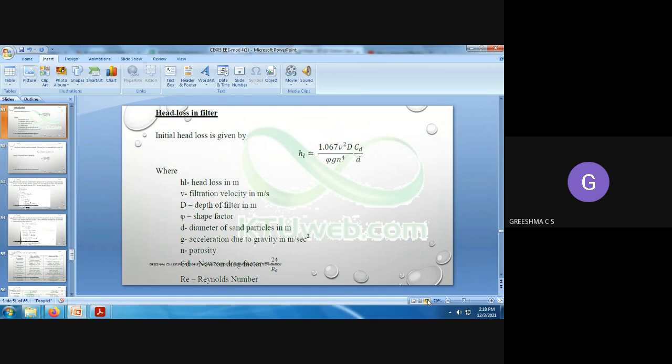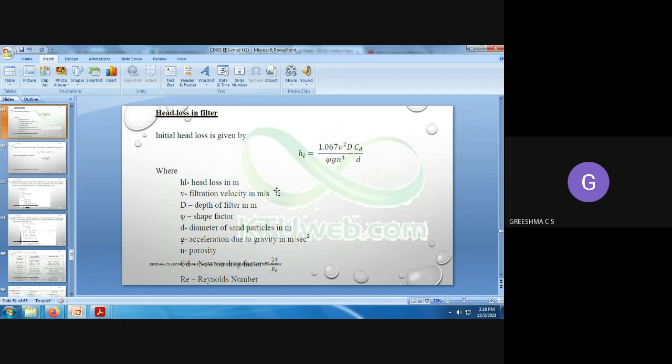There will always be a head loss in the filter. There will always be a difference in water level, so that is called head loss. The initial head loss is given by this equation: 1.067 V squared D CD into psi g n raised to 4 into D. You have to learn this equation by heart. Direct problems will be asked.